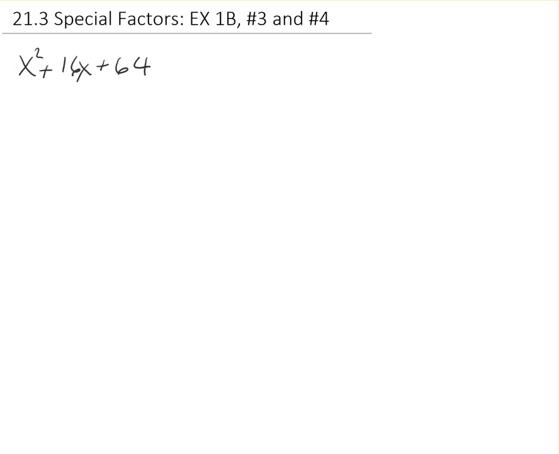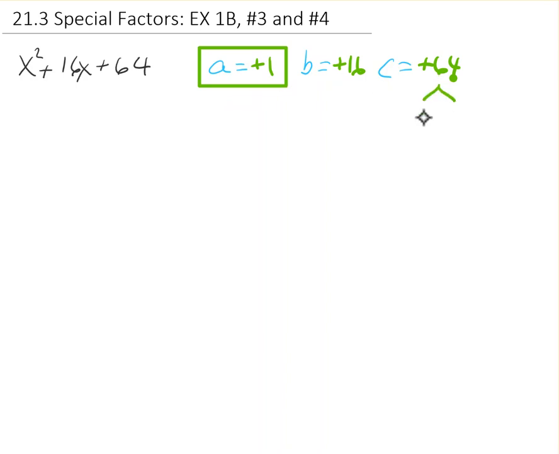All right. As always, we want to start off with A, B, and C. So here we go. A is going to be positive 1. B is positive 16. And C is positive 64. Since A is equal to positive 1, we know we're just going to work with that 64.